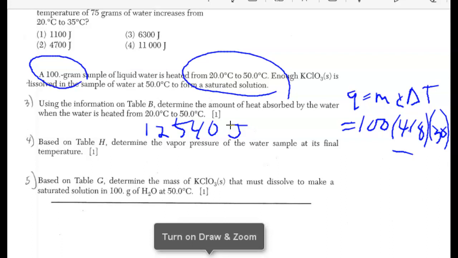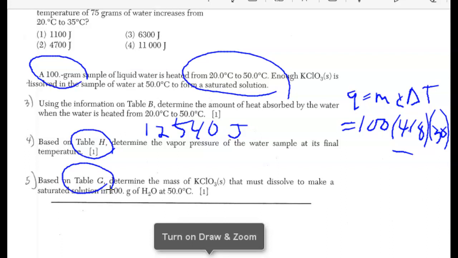Now, we've just had, of the 3 Regents, definitely a calculation with either Q is equal to MC delta T and then one with Q is equal to MHF. You will see another calorimetry question on the Regents exam. They show up at least once in an exam. All right, the other two questions, number 4 has to do with table H and number 5, table G, but I didn't want to cut them apart. Let's just tackle those here.